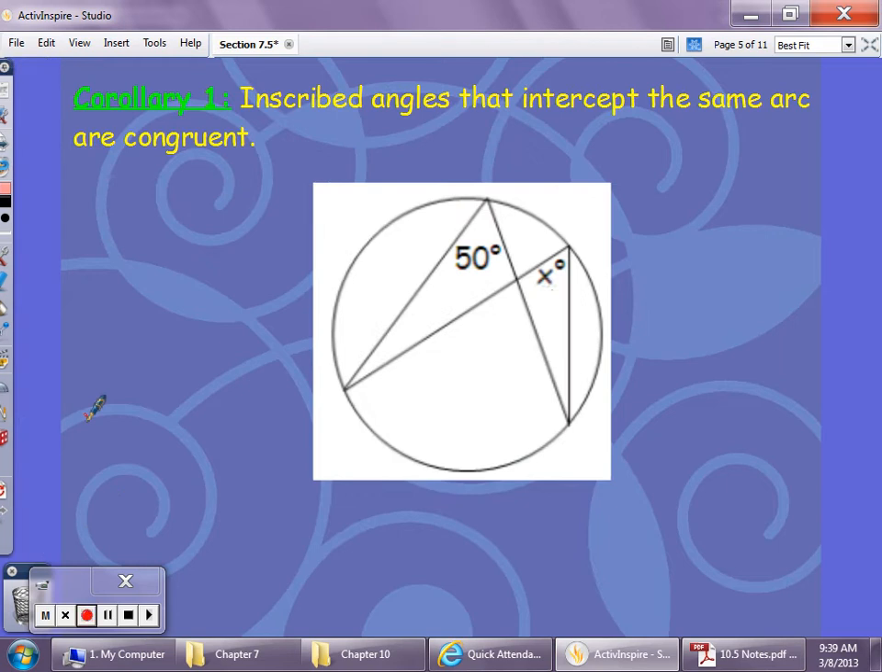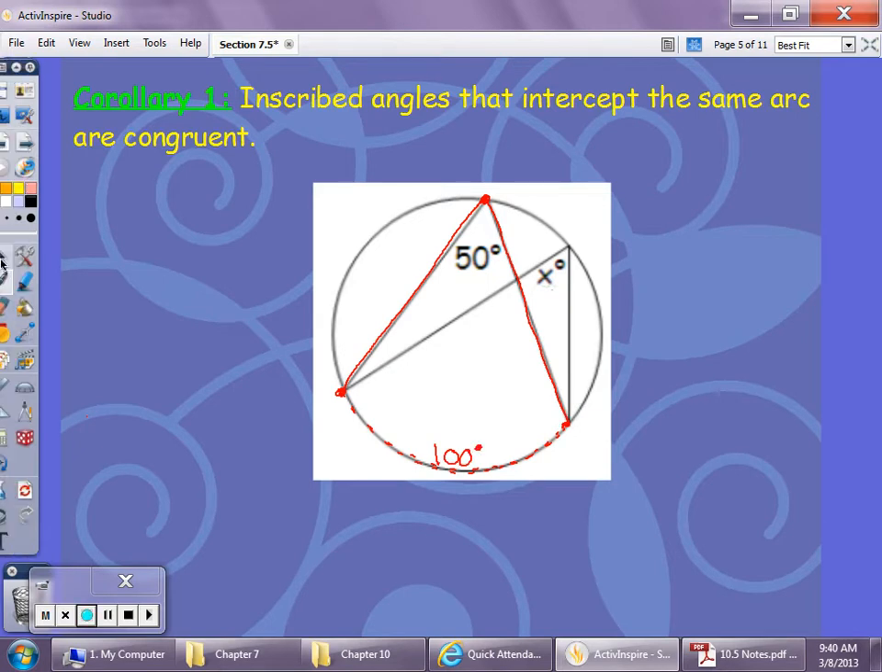Corollary 1 states that inscribed angles that intercept the same arc are going to be congruent. So let's go ahead and prove why the angle of 50 degrees is going to be equal to the angle measure of x degrees. If we again locate our intercepted arc, here is our vertex that is on the circle. Here are the two chords that create the sides of the angle, and therefore, if we find the intercepted arc in the middle, it's going to lie right here. Based on Theorem 7.7, if the intercepted arc is twice the amount of the inscribed angle, then this arc is going to be 100 degrees.